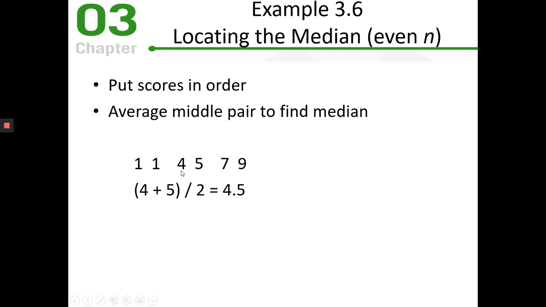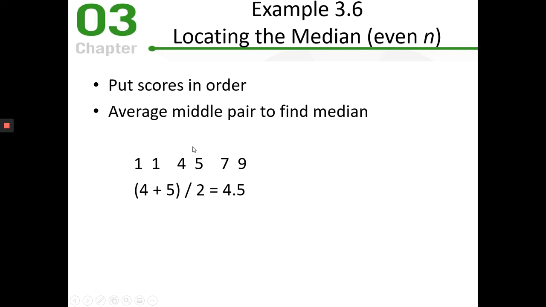So with this even number, we'll find those two middle scores. There'll be two scores that are in the middle, and what we do is we average those two scores. The two scores in the middle here are 4 and 5. You can see that there's two above, two below. So the median is actually here in between those two scores. So we just average them. We take 4 and 5, add them together, divide by 2. So the median is literally 4.5.